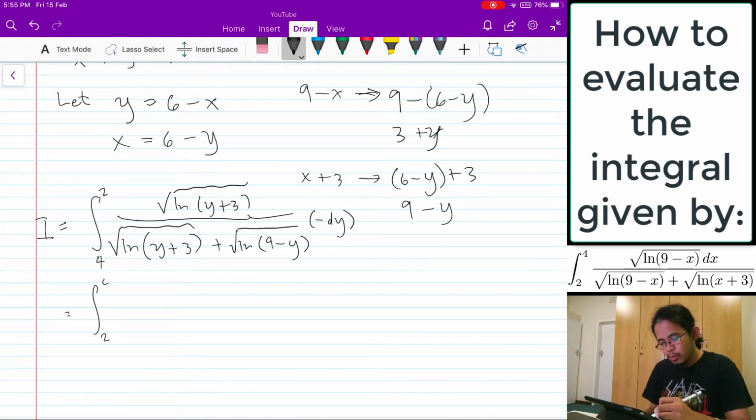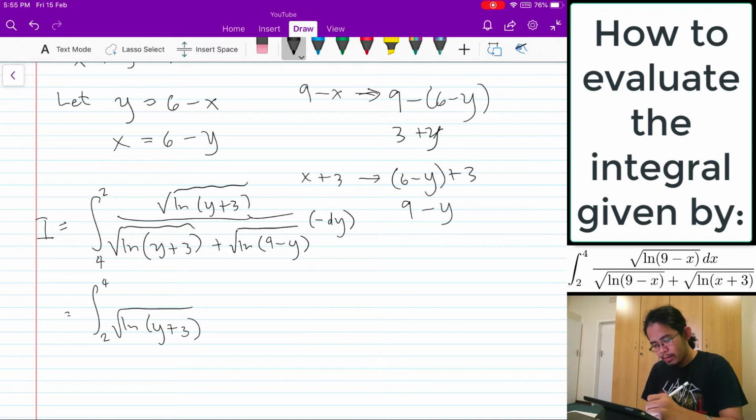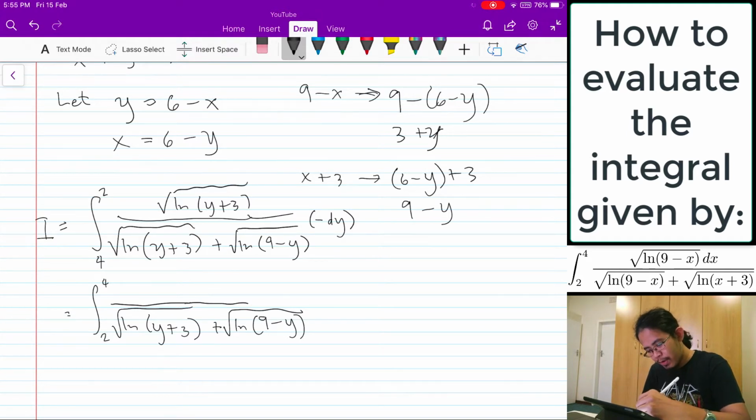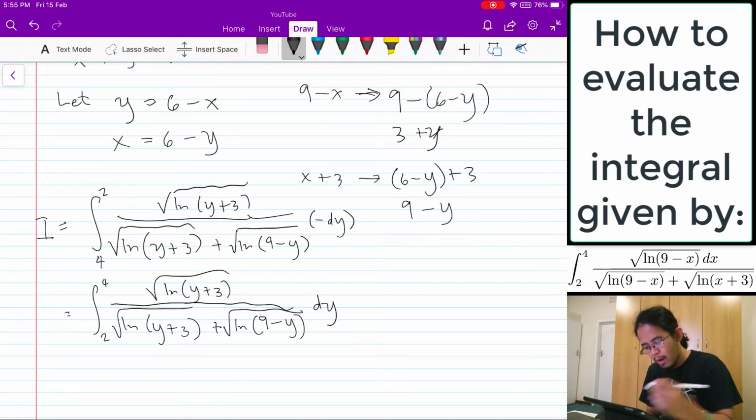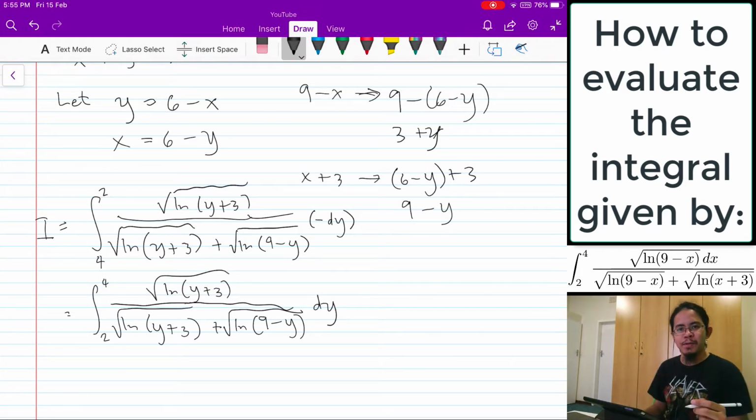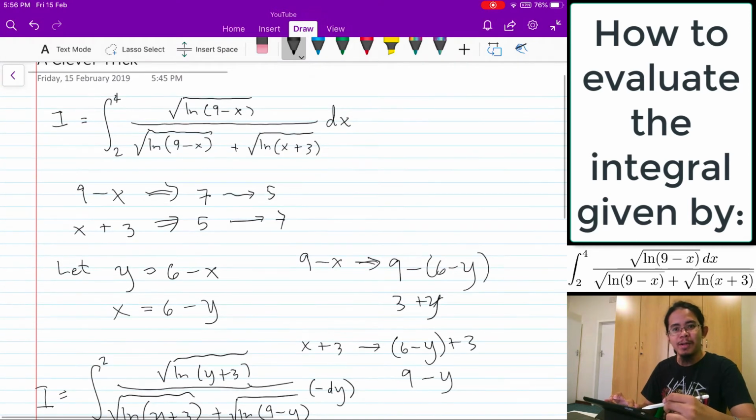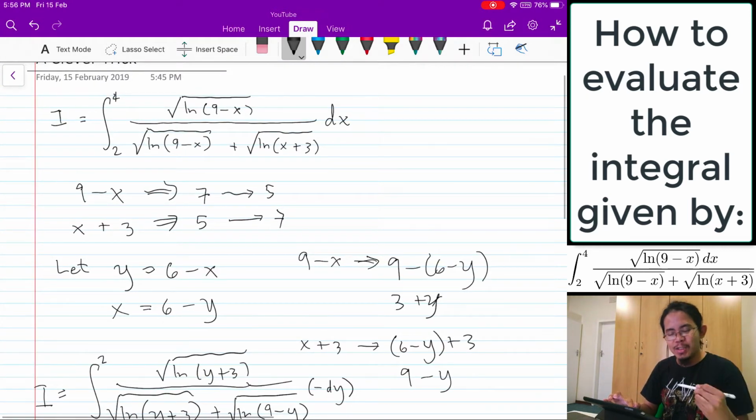So this becomes the integral from 2 to 4 of the square root of ln(y+3) plus the square root of ln(9-y), and then in the numerator you have the square root of ln(y+3), and then you have dy. So you got rid of the minus sign because you reversed the integral sign. Okay, so again, this is very important. This is still the original integral. We just changed variable.